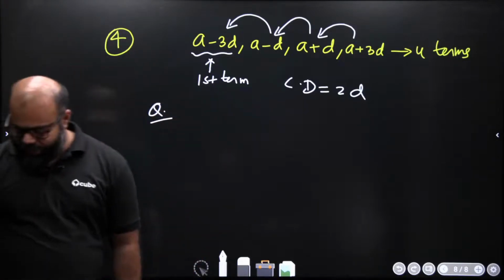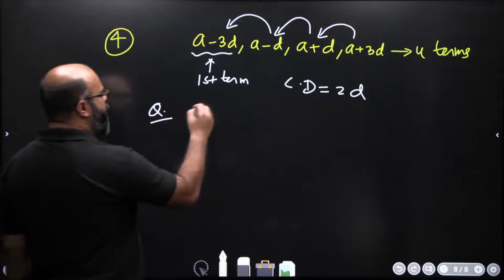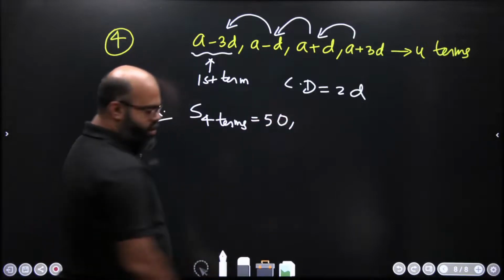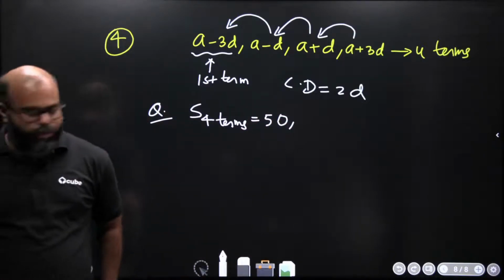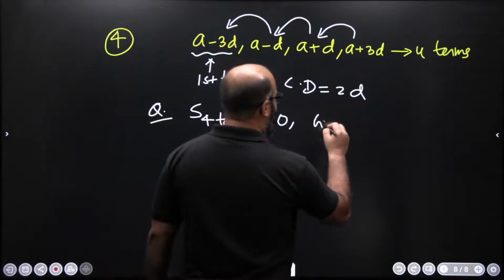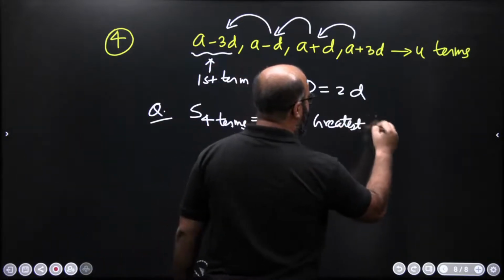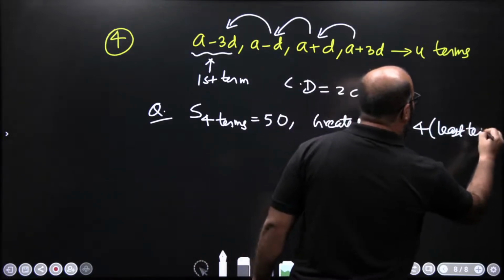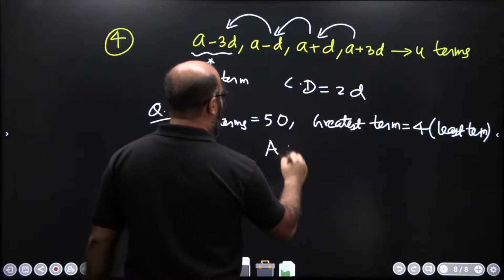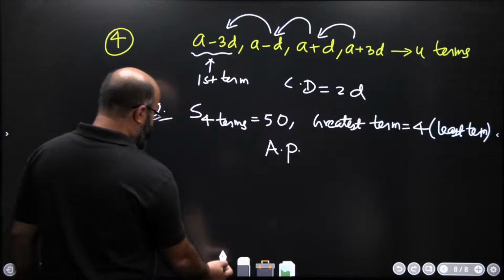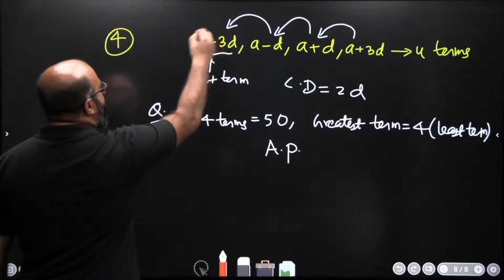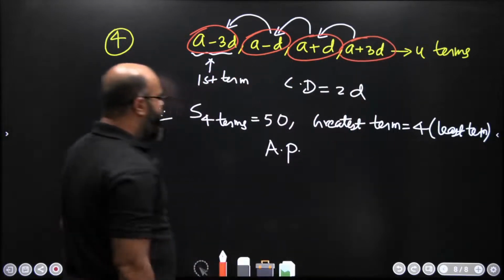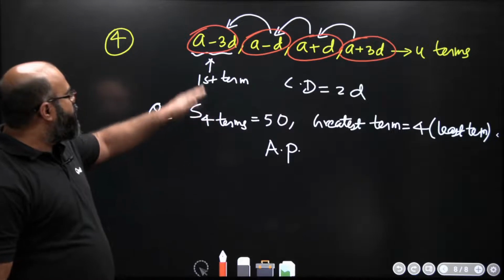There is a question here which says that the sum of 4 terms of an AP is 50. This is the first condition. Further it is said that the greatest term is 4 times the least term. So the greatest term of that AP is 4 times the least term, and we are talking about an AP, of course. So let us take the terms like this: a minus 3d, a minus d, a plus d and a plus 3d. Now if you add all the 4 terms, what do we get?